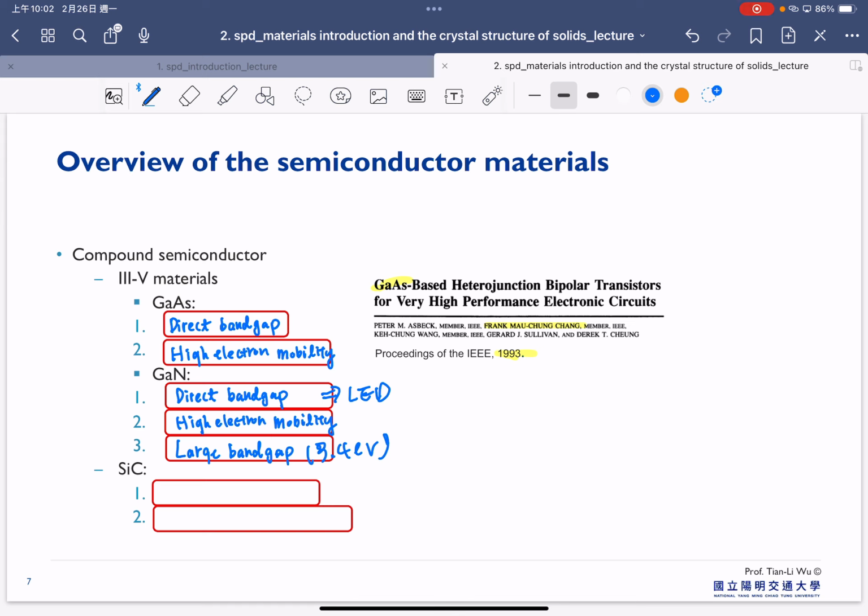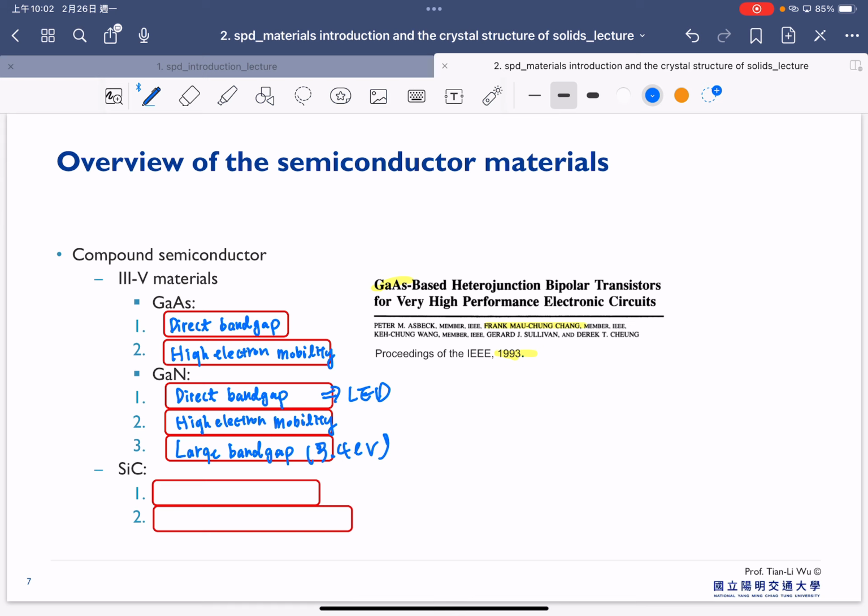So gallium nitride has no doubt already been used in our lives for a very long time. The large band gap is just a material property, but it actually suggests something good for the electrical characteristics. So we will discuss this later.